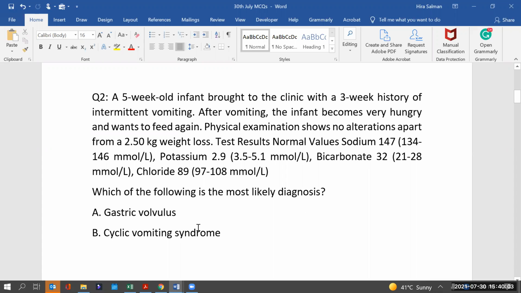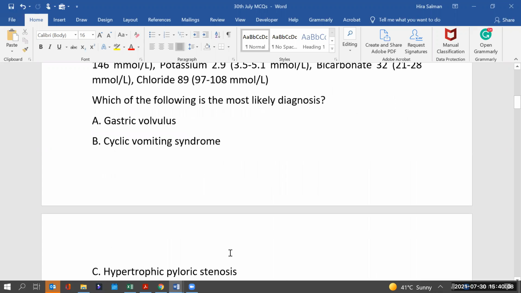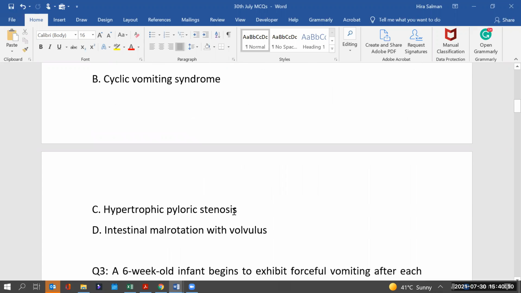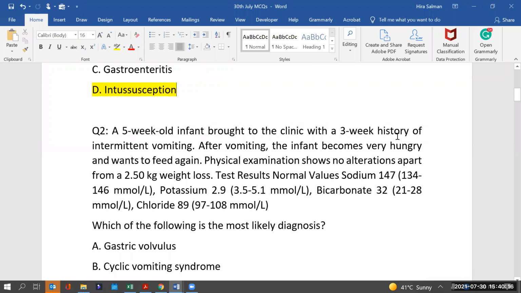What do you think? Is it a gastric volvulus, or a cyclic vomiting syndrome? Or do you think it's a hypertrophic pyloric stenosis, or intestinal malrotation with volvulus? We cannot say anything related to volvulus here. We will do the volvulus later on. You can see it's a midgut. We will see it later. But right now, you just think about here.